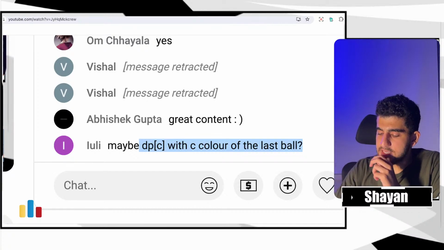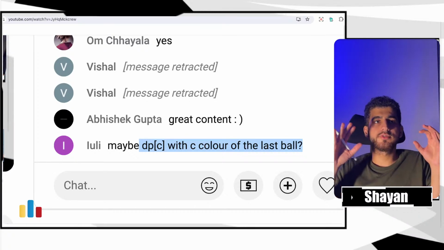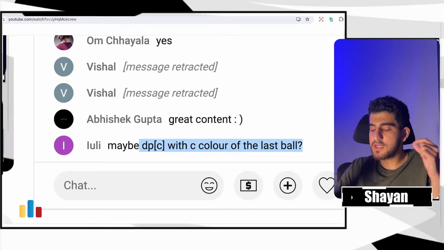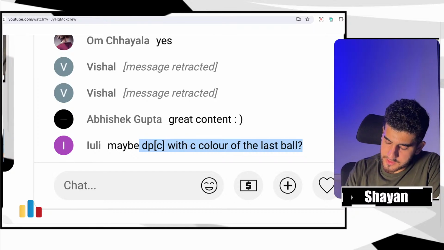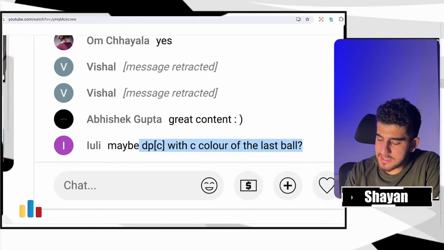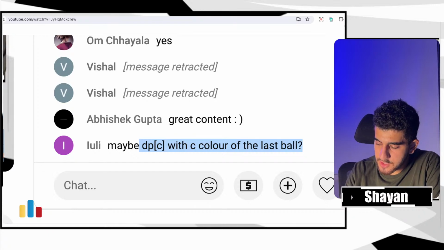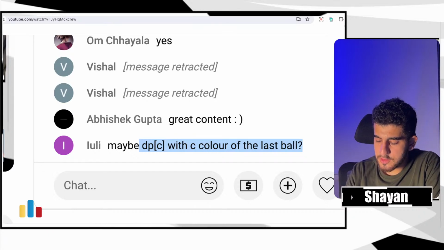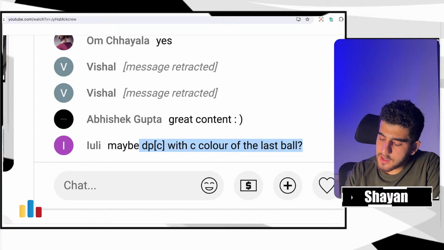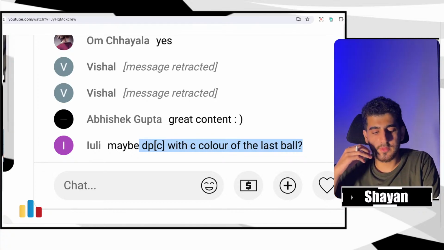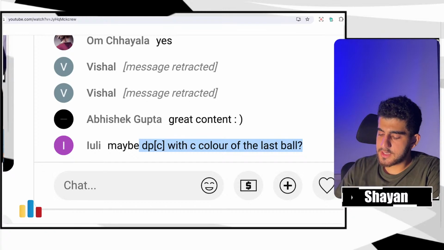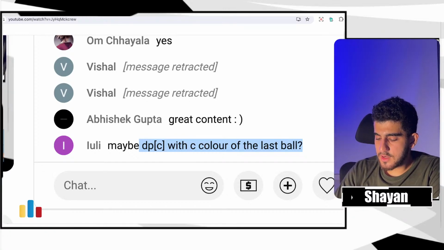Now, why do I need to store the color of the last ball? Because when I'm adding a new ball to a subsequence, I need to know what the color of the last ball already is. So when this one is added, I know whether or not it is the same as the previous one. So let's first try to solve with O of n squared.